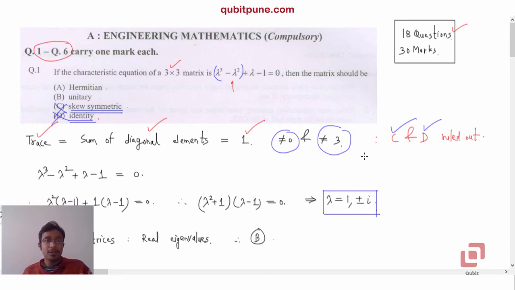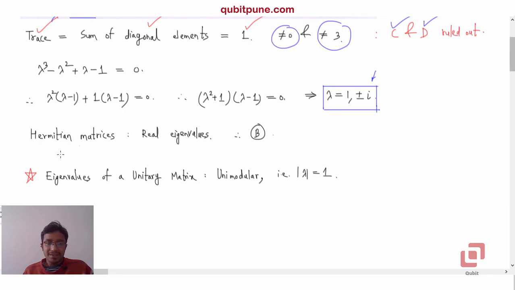Now, the Hermitian matrix is such that, well, this is not the definition, but all of its eigenvalues are real. Because a Hermitian matrix has real eigenvalues and this particular matrix has eigenvalues which are not real, we can rule out option A. So it's not Hermitian, and therefore the only option that is left is unitary. All right. Now, as I said, Hermitian matrices always have real eigenvalues. The definition is different.